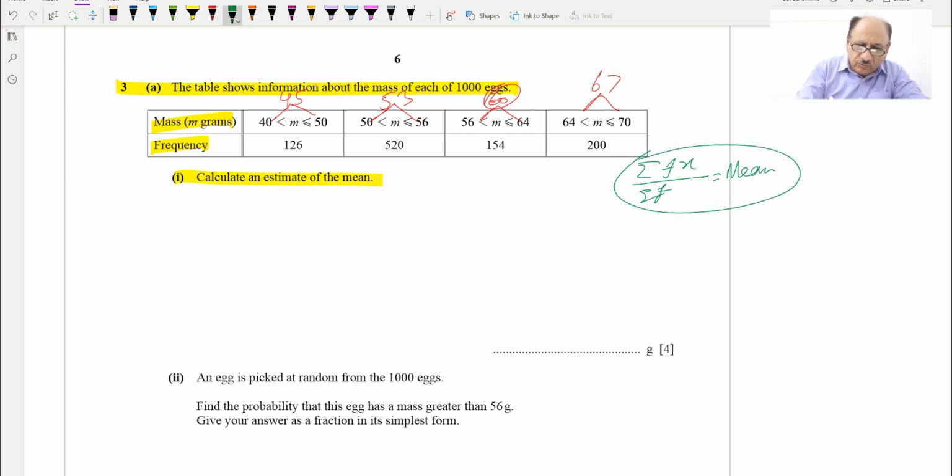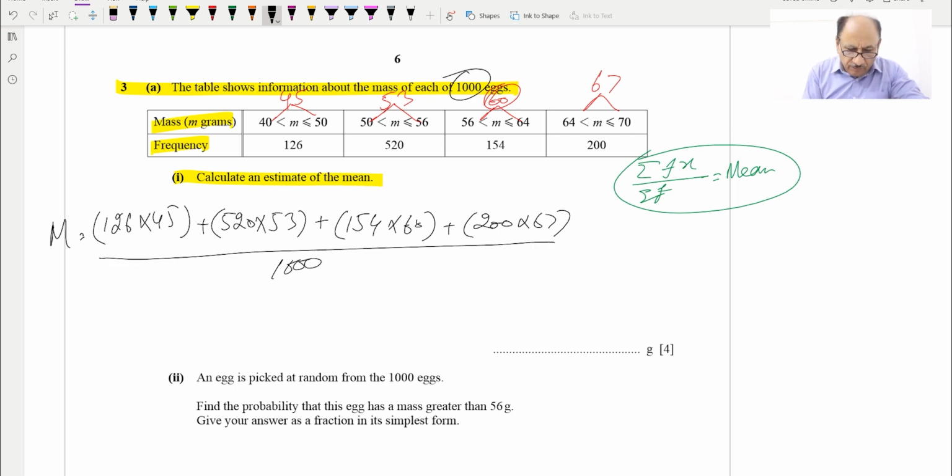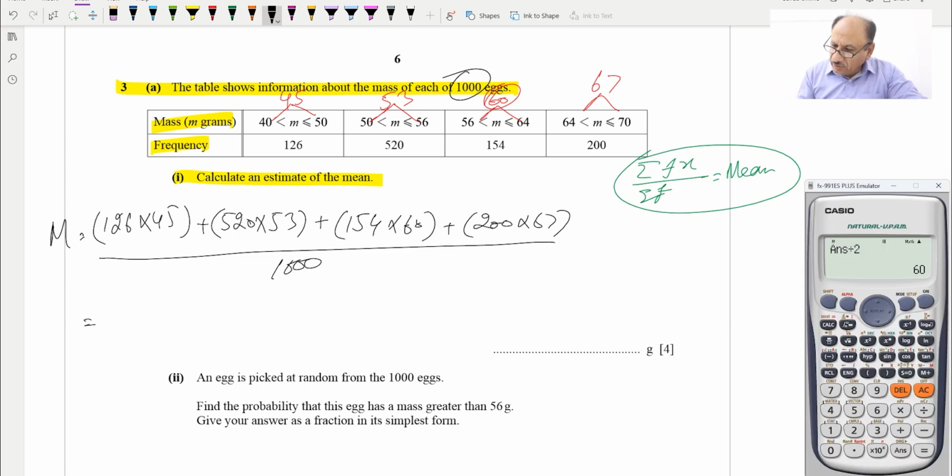So we will be applying this formula, and mean will be equal to 126 multiply by 45, first one, then second one will be 520 and multiply by 53, frequency multiply by the mid of the class, not class width, plus this will be 60, and the last third one will be 200 and multiply by 67 and divided by the total, which is, they are saying 1000 eggs. So 1000 will be this one, and now we can use calculator and find the answer.